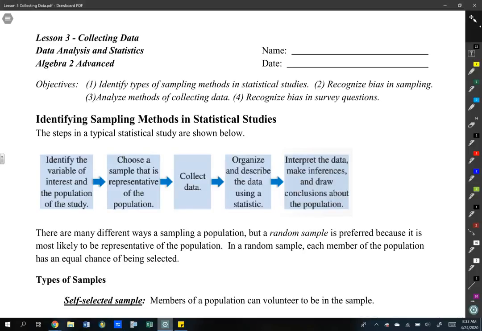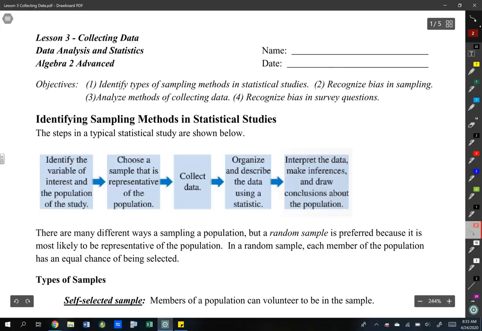Hi, everybody. Today we're looking at Lesson 3, Collecting Data. And this lesson is mostly a vocabulary lesson, so there's really no algebra in it. It's a really interesting lesson, though. I think you're really going to like it. So the first thing we're talking about here is identifying sampling methods.